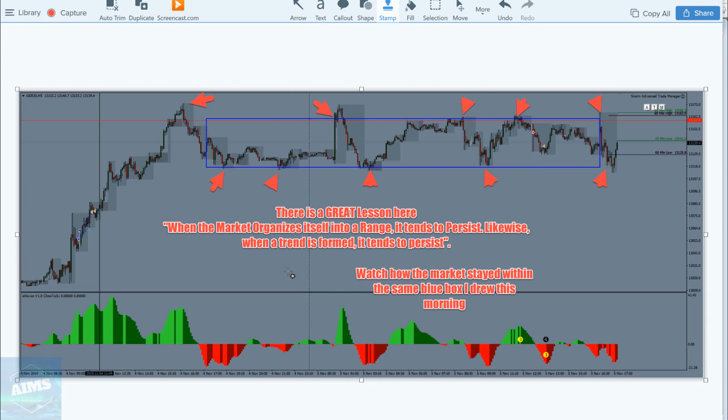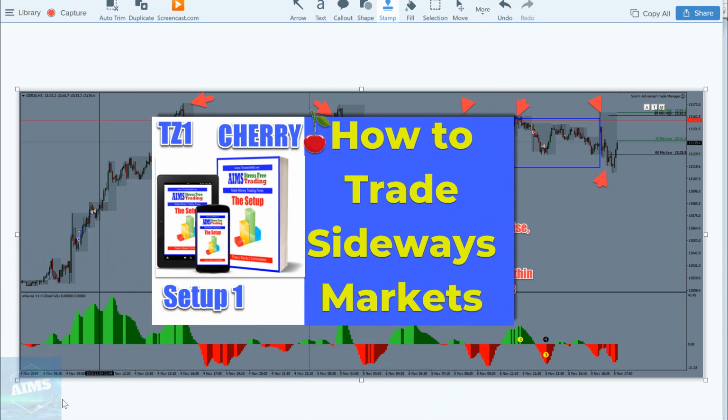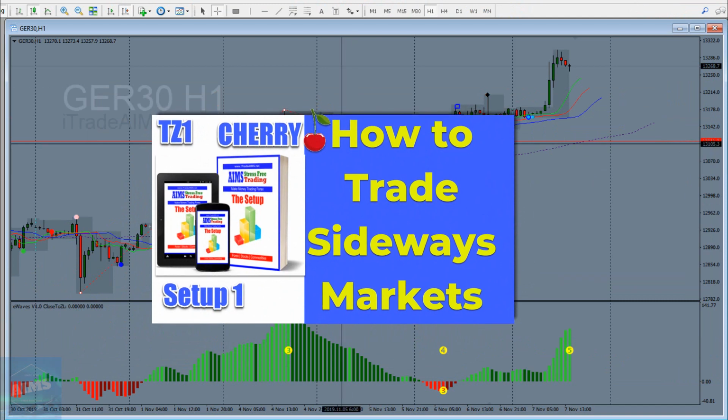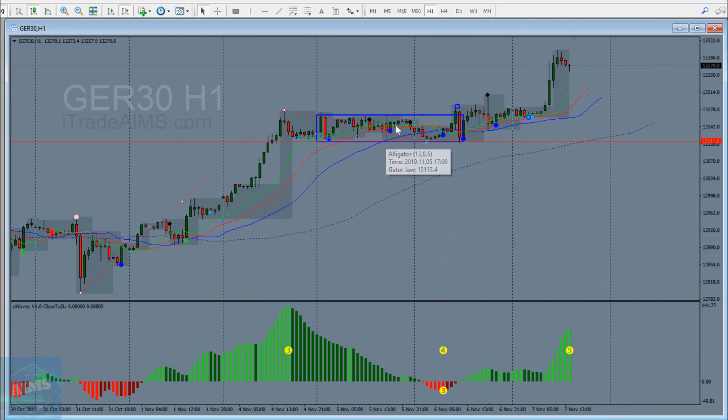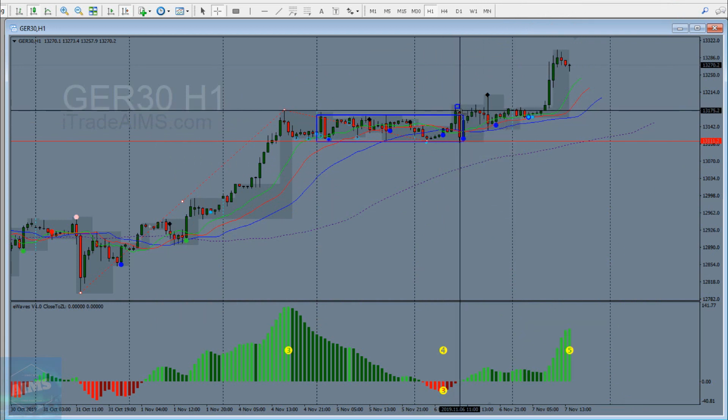And there is a great lesson here. When the market organizes itself into a range, it tends to persist. Just like when it starts to trend, then it tends to persist. So this is the area. And once again, on the next day, when price tries to break it, it's rejected and price goes down again.